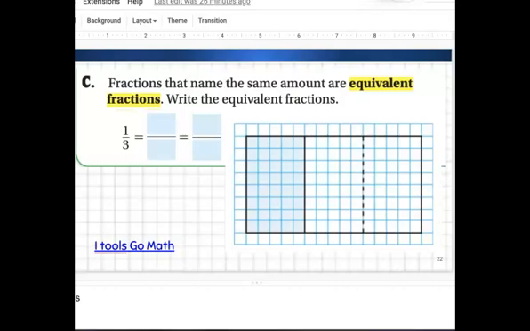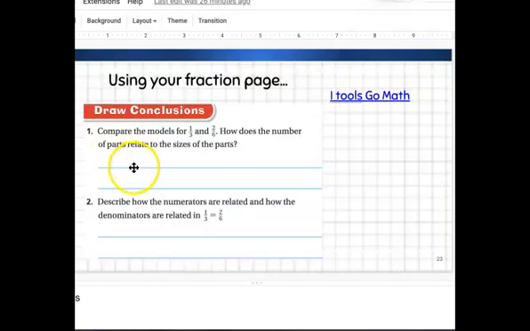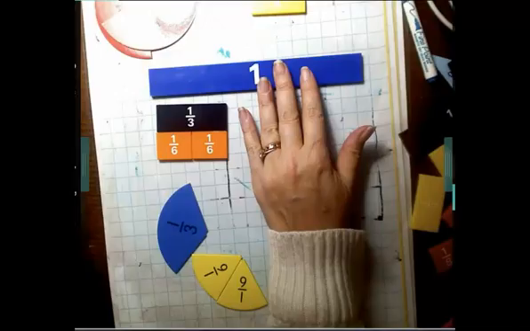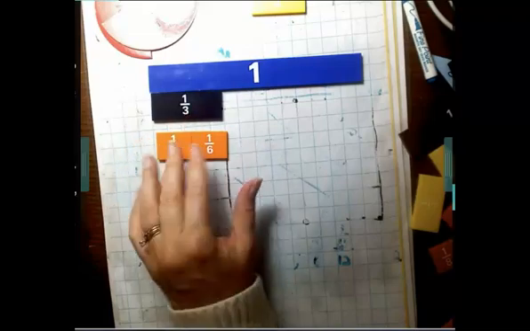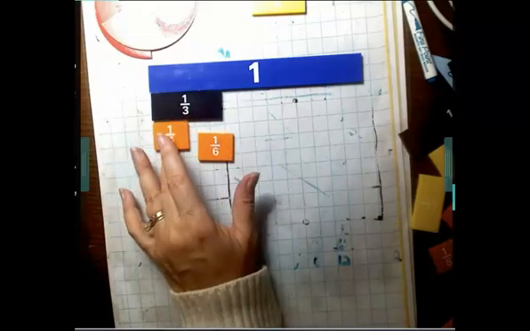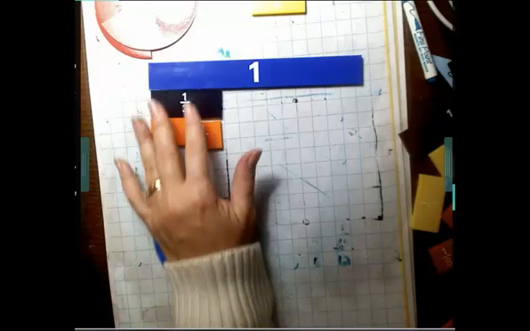Next slide. And then it says, compare the models for 1/3 and 2/6. How do the number of parts relate to the size of the parts? Ooh. So here's our 1 whole, and we cut it up into 3 parts, and I have 1 of them. And here I cut up my 1 whole into 6 parts, and I have 2 of them.